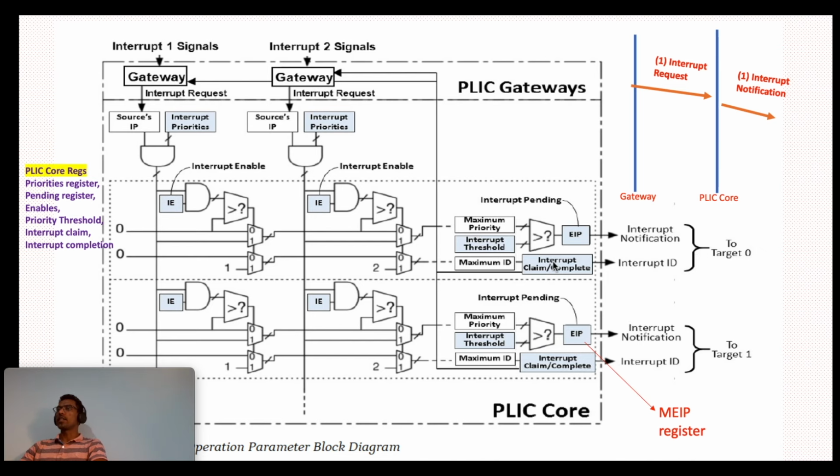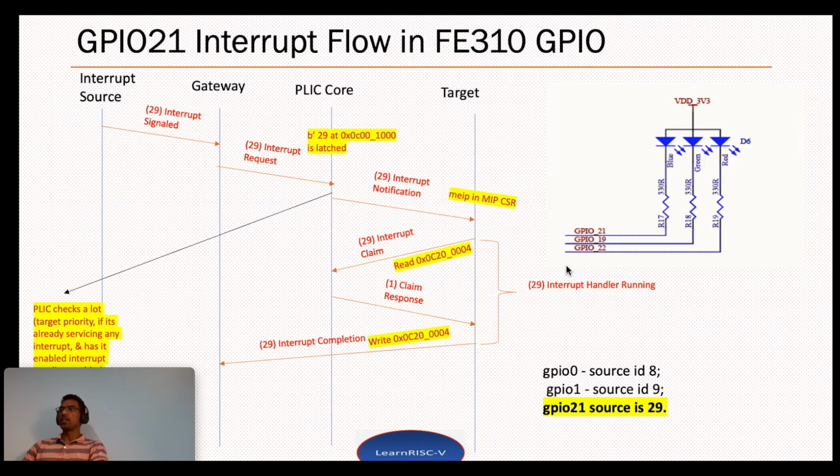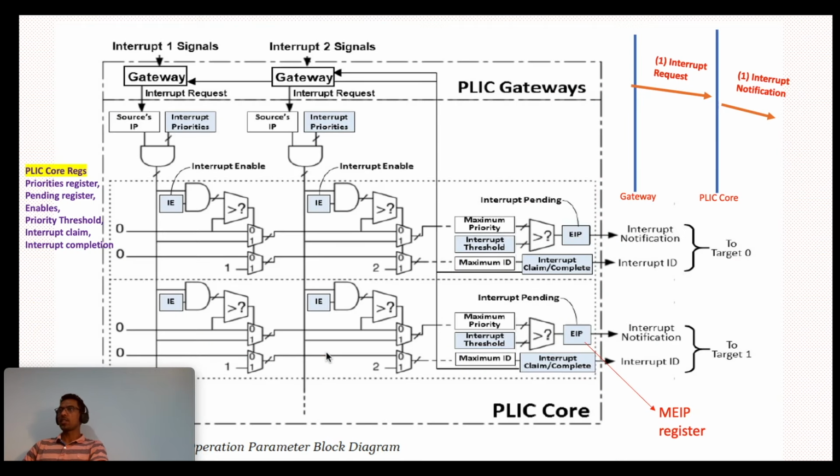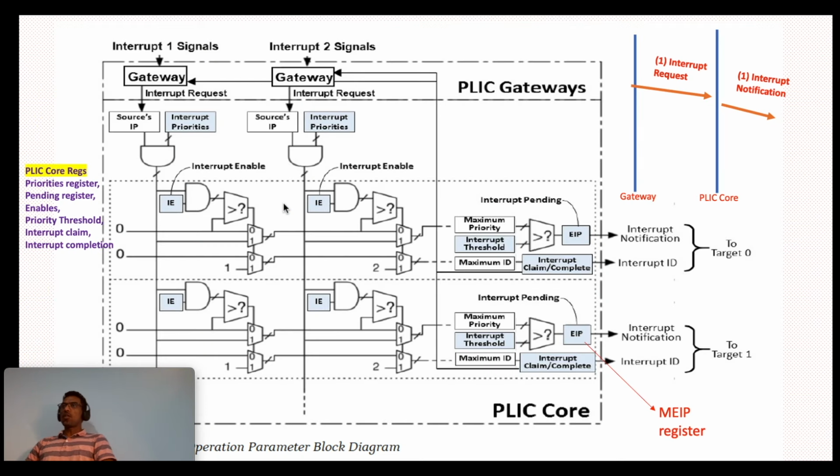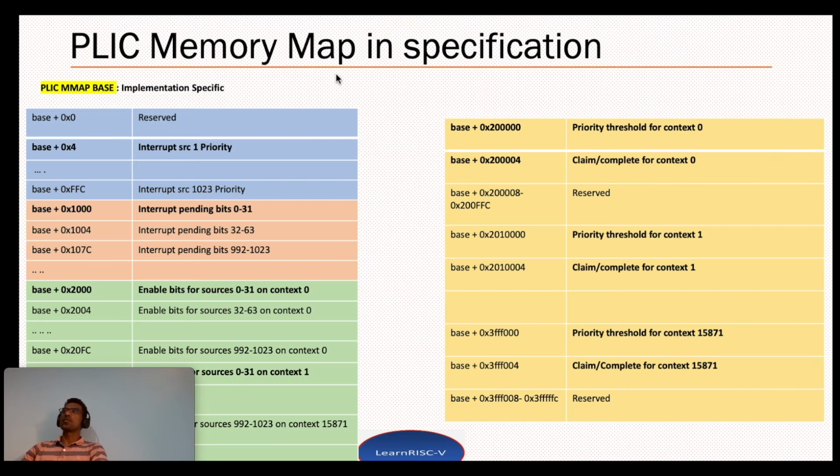And then, as I said, the claim and complete register for the claim and completion notification. So you need a register for that. Okay. So now, based on this, and since PLIC is memory mapped, the PLIC spec has the following memory map, or this is part of the spec itself.